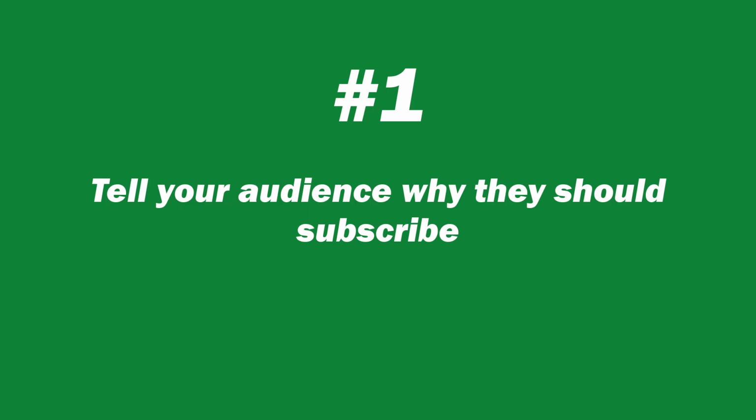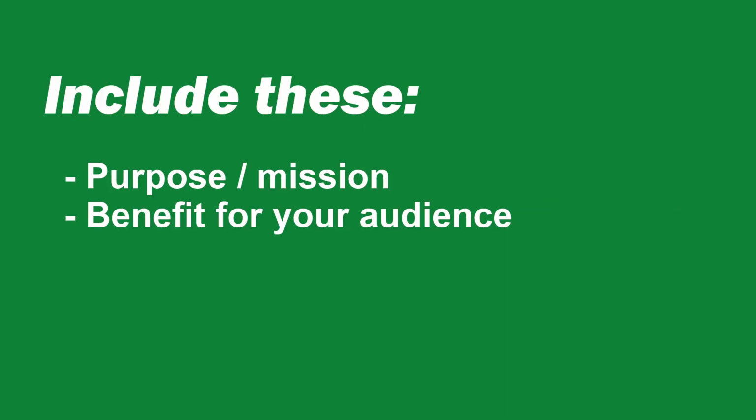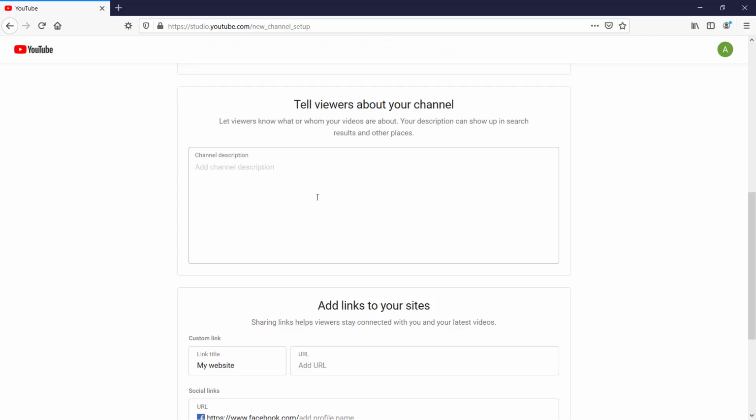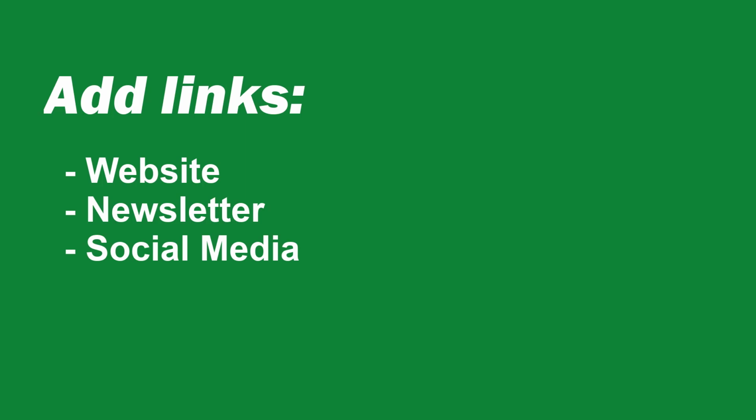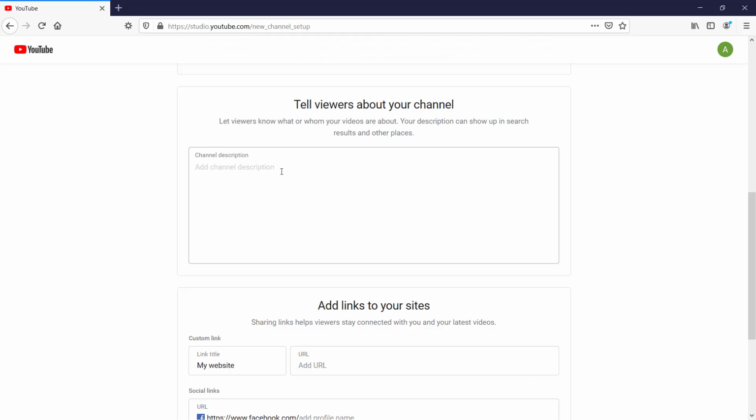Now this is very important for two reasons. The first one is it's meant to tell your audience why they should subscribe to your channel. Put in a bit of an intro, the purpose or mission of your brand or channel, and you should also put in the value or benefit of why people should subscribe and follow your channel. For example, if you have a 3D modeling channel, you should mention to follow this channel if you want extra tips and tutorials on how to become a better 3D modeler. So you get the idea. You can also add specific links to your website or maybe your newsletter. These are all the basic, more human information I would add. In fact, I'm going to add all those things right now.